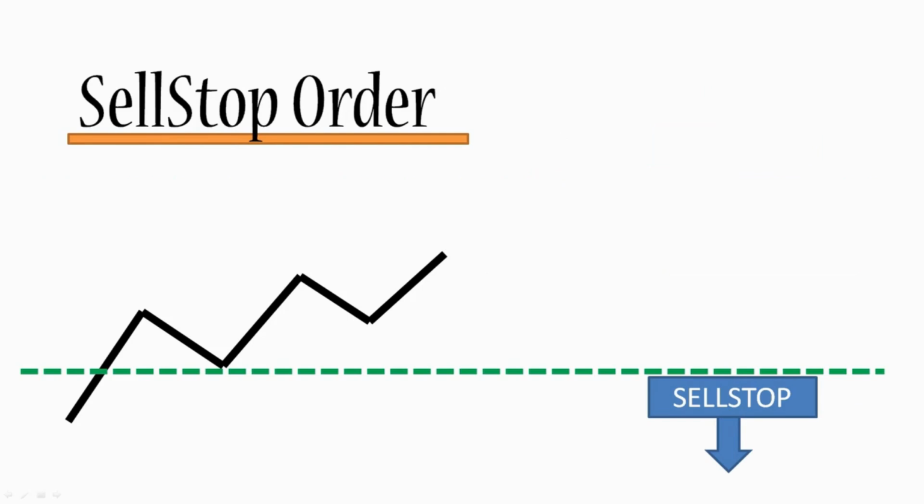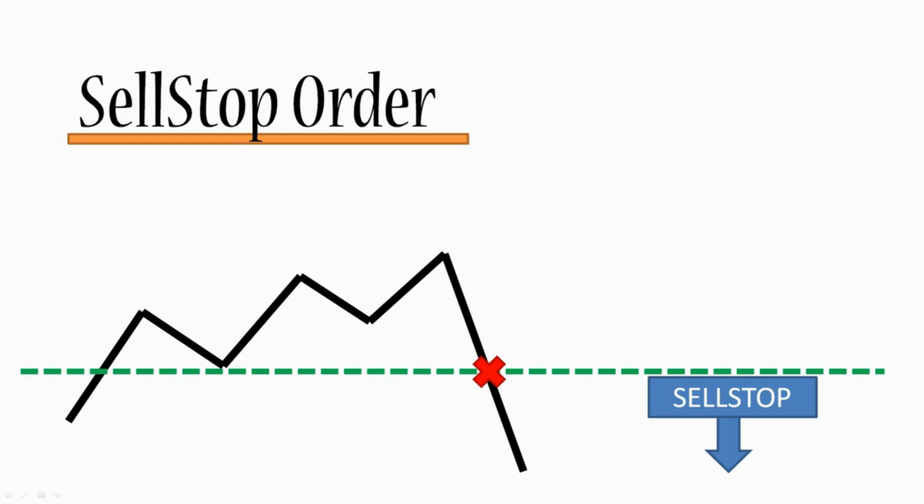Sell stop order, very similar. You're saying when the price crosses the green line, I want to enter the market with a sell order. When that happens, your sell stop order turns into a sell order instantly. So what's the benefit of these buy stop and sell stop orders? Well, it's basically saving you the effort of actually waiting for the price to get to that level and then entering the market.